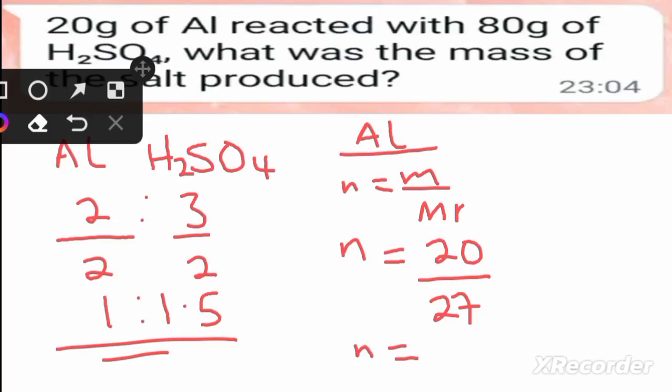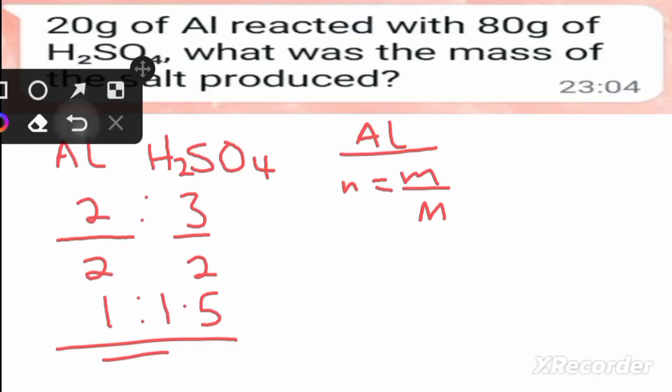So 20 divided by 27, we are going to have 0.74074. This is the number of moles of aluminium. You can write this somewhere, and I am going to erase so that I can also calculate the number of moles of sulfuric acid.